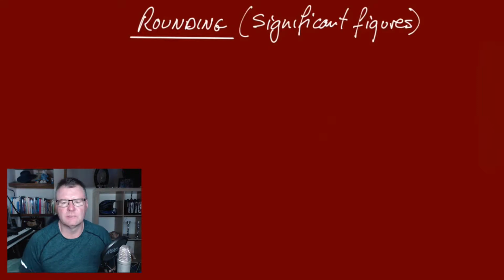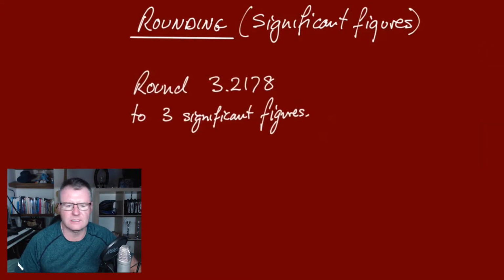Hey, we're going to talk for a little bit about how we round things off, but to significant figures. Now, this is a little bit different to rounding something to decimal places, although some of the techniques we're going to use are the same. So let's have a look and see what we mean. What if you were asked to round off this 3.2178 to three significant figures?